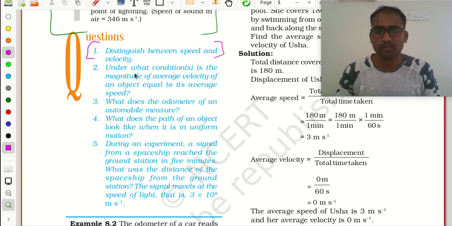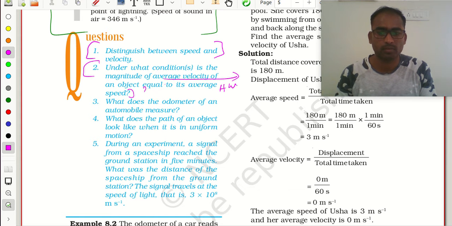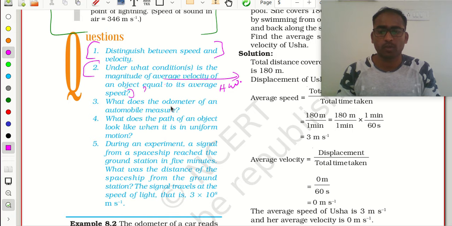So here, under what conditions is the magnitude of average velocity of an object equal to the average speed? You just think over it. You can take this as homework. And what does the odometer of an automobile measure? It measures distance.